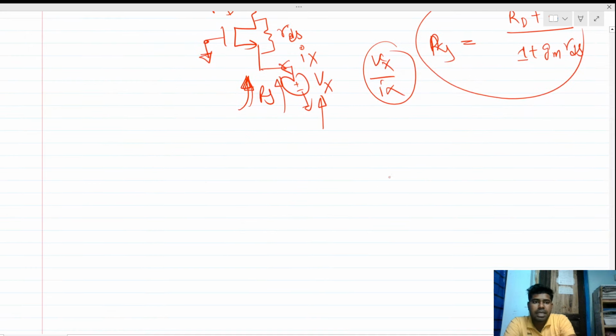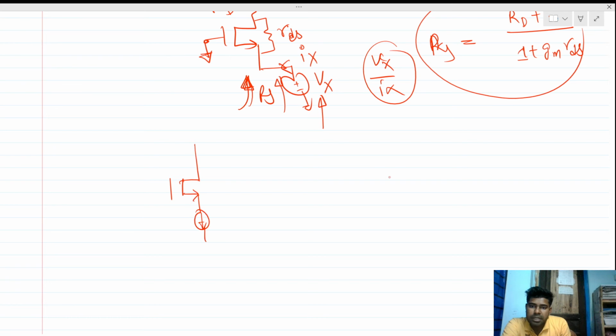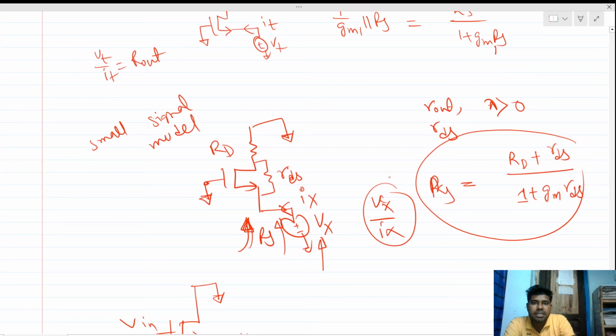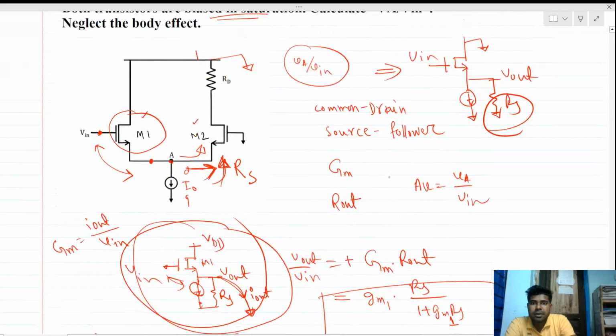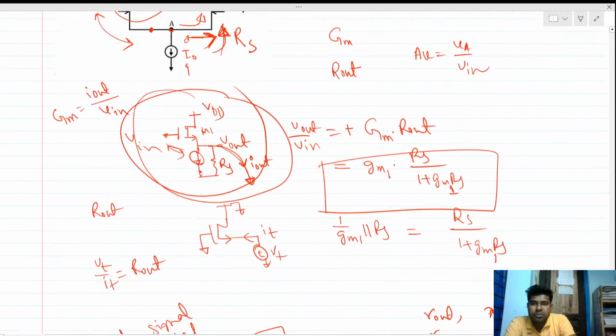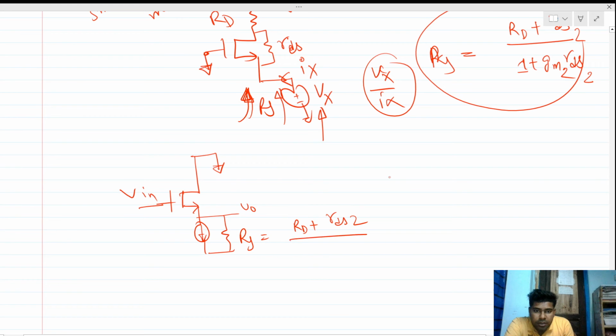Now if we draw the circuit again, it will look like this. This is our current source and this is our RS. This is small signal ground, this is V in and this is V out. Here RS is nothing but RD plus RDS of 2, because this is our MOSFET M2, so RS is RD plus RDS2 divided by 1 plus GM2 times RDS2.